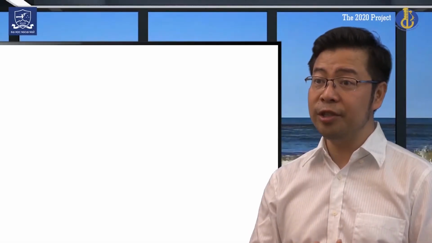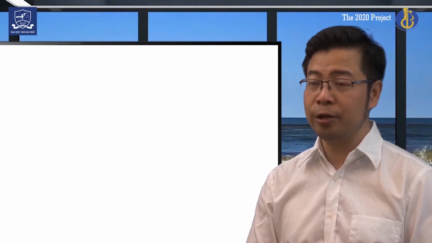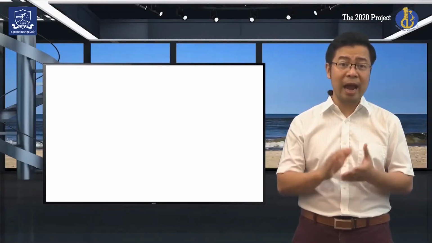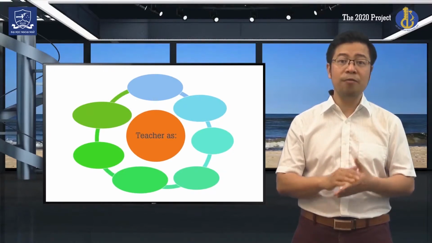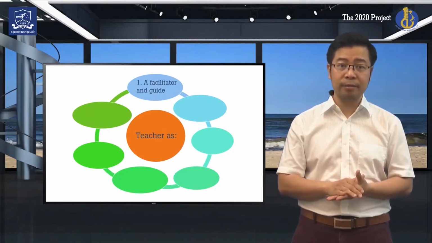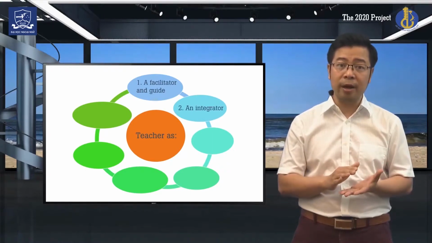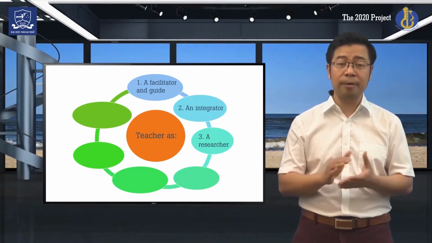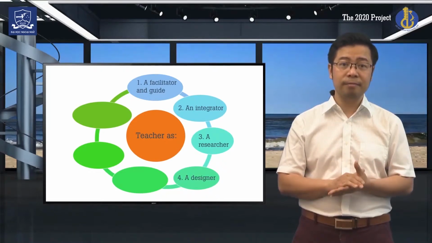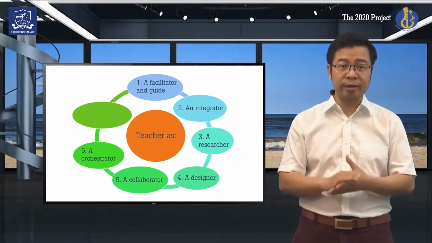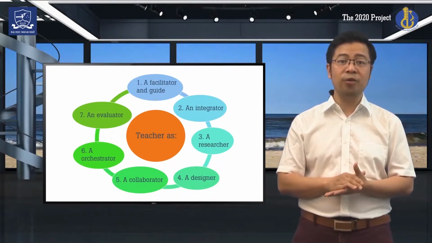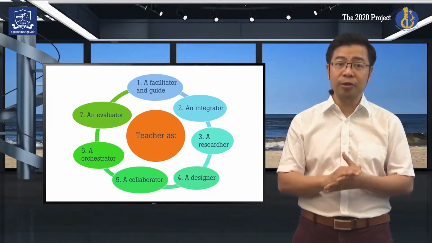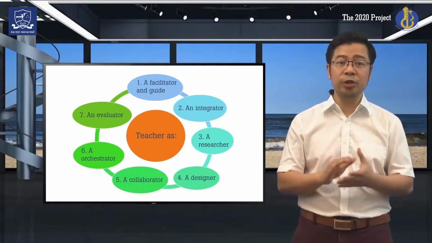So, in using ICT in teaching and learning English, teachers have to play 8 different roles at the same time, namely a facilitator and guide, an integrator, a researcher, a designer, a collaborator, an orchestrator, and an evaluator with new changes in comparison with their roles in a traditional classroom.